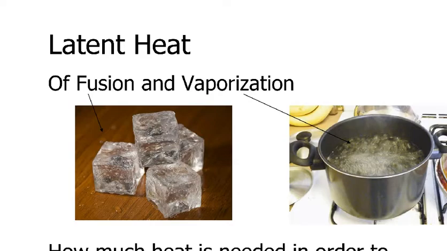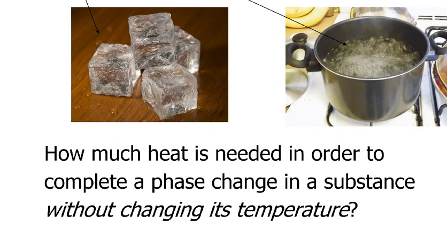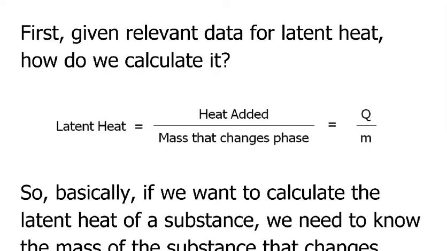What is latent heat? Well, it's the amount of heat needed in order to complete the phase change of the substance without changing its temperature. Okay? So at the melting point of this ice, that ice has a melting point. If it's at its melting point, how much heat is required in order to change it from solid to liquid? And then the other question for vaporization, at its boiling point, how much heat is required to change the liquid into a gas?